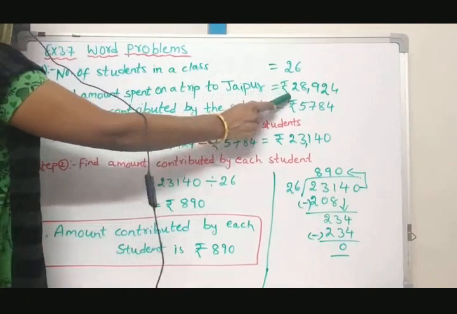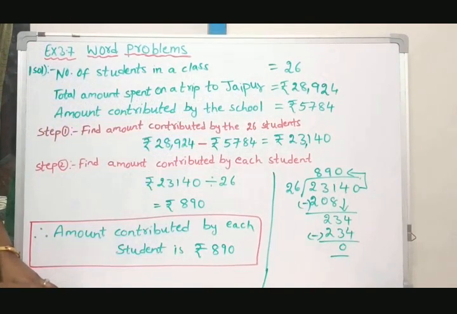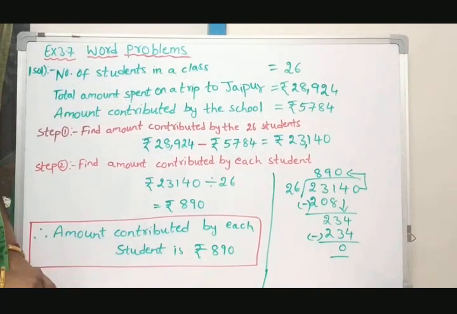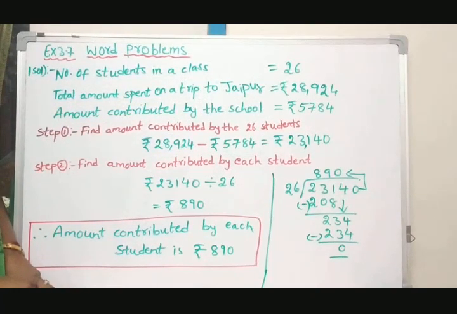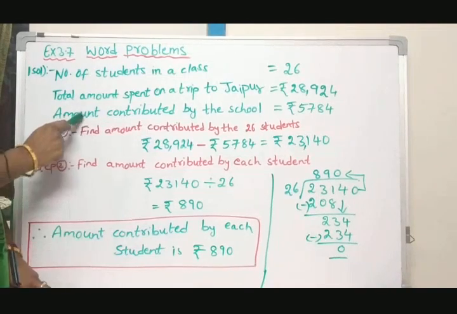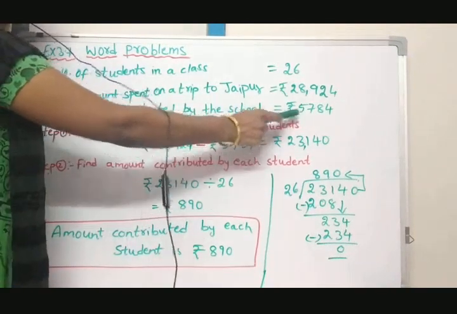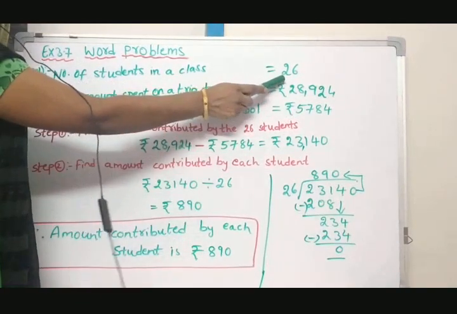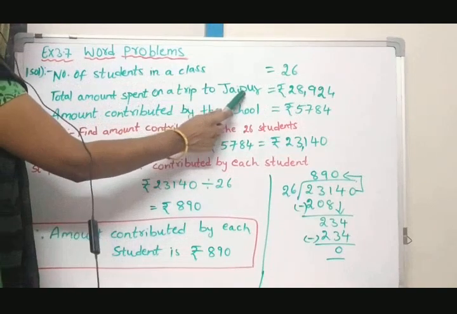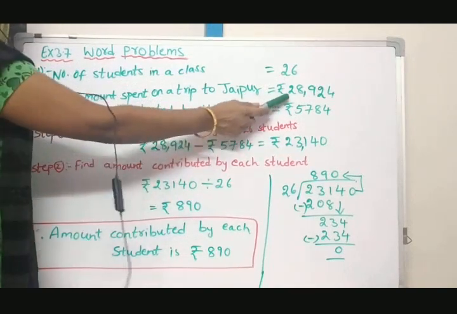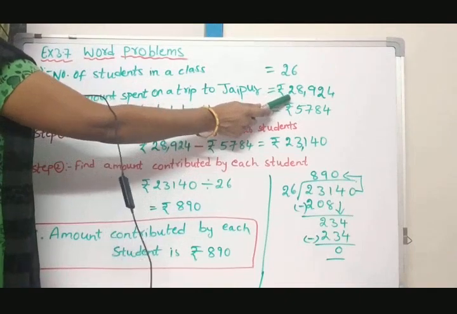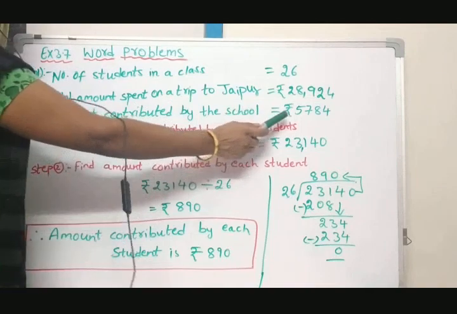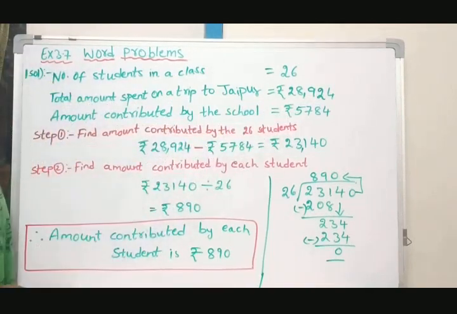So the total amount spent on a trip to Jaipur is 28,924. How much did the school ask each student to contribute, if the school contributed rupees 5,784? So the amount contributed by the school is 5,784, and the total number of students in the class is 26. This is the total amount spent for the trip, and this amount is contributed by the school and the students, and this is the amount contributed by the school.